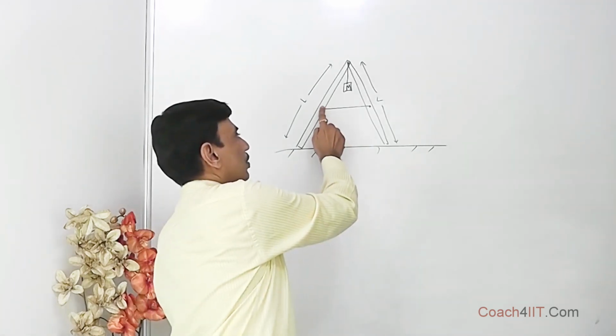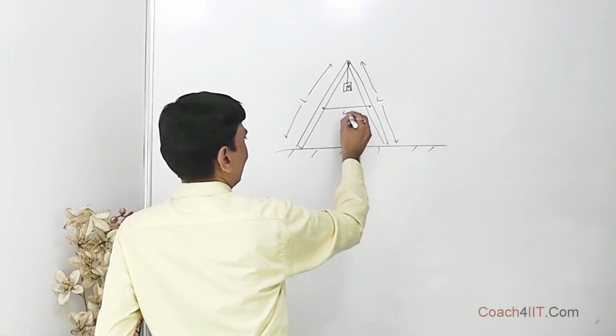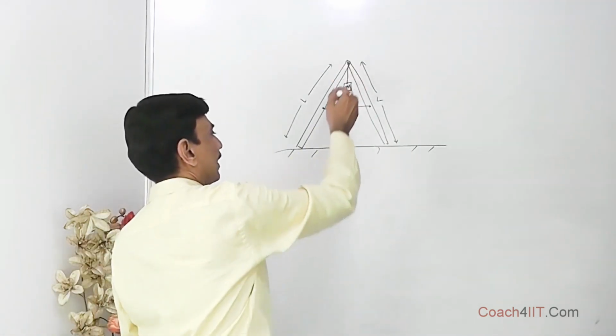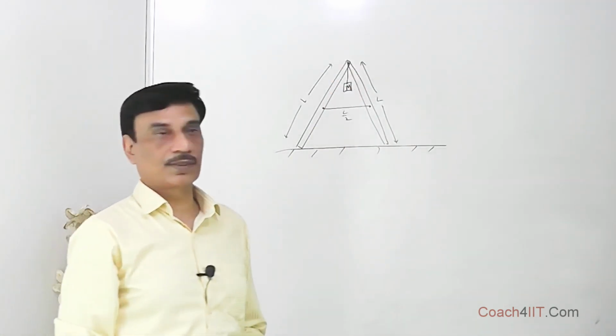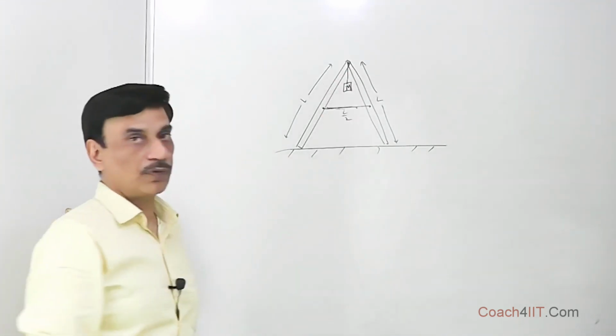And here is a string which is tied from the center of these, and the length of this is L by 2. And from here, mass M is hanging. All the surfaces are frictionless. If the string is cut, then obviously it will fall down. So this tension is keeping it in this configuration.